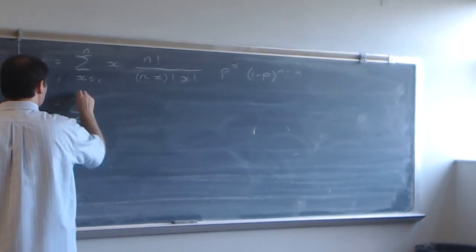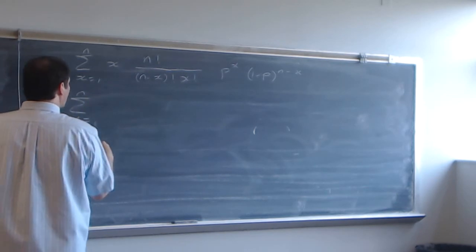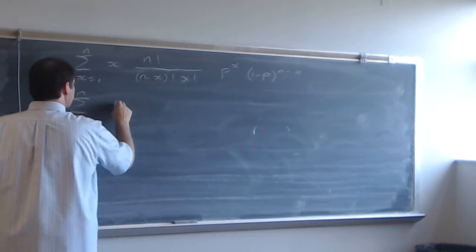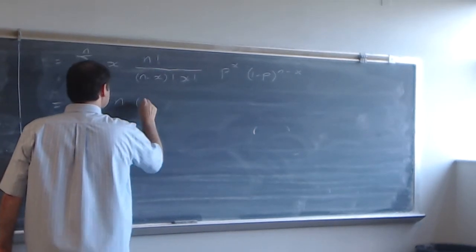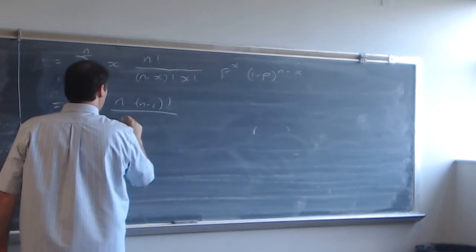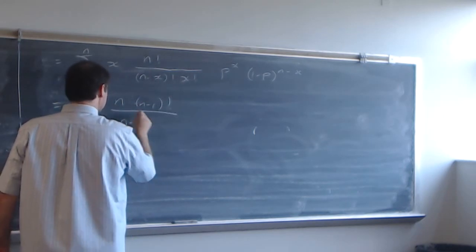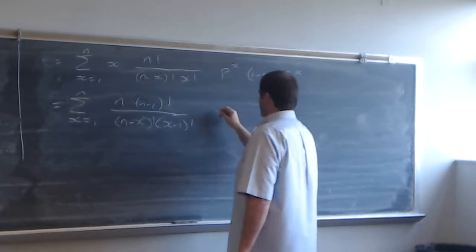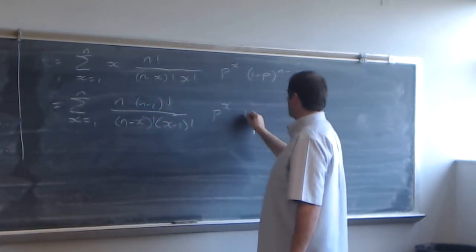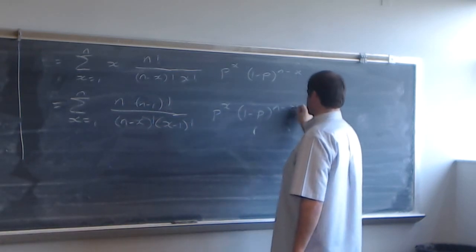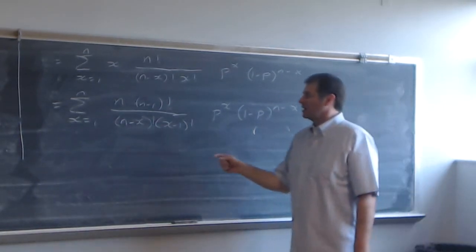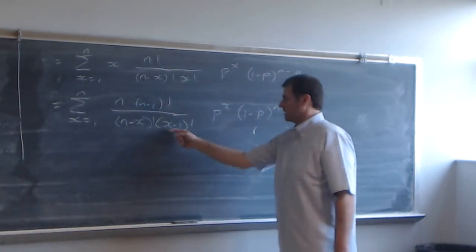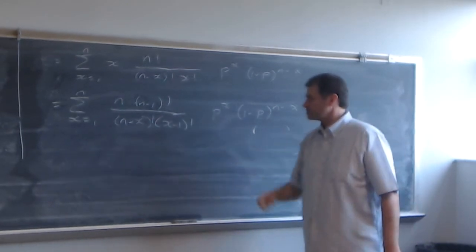That's the sum of x from 1 to n. And let's just write that down as n factorial, and I'm going to write that as n times n minus 1 factorial over n minus x factorial times x minus 1 factorial. There's p to the x, 1 minus p to the n minus x. All I did was rewrite n factorial in this form, and say this x cancels with one of those x's down there, just leave an x minus 1 factorial.